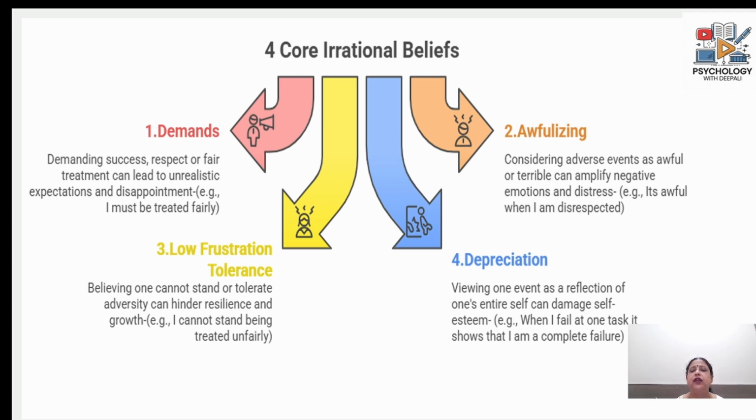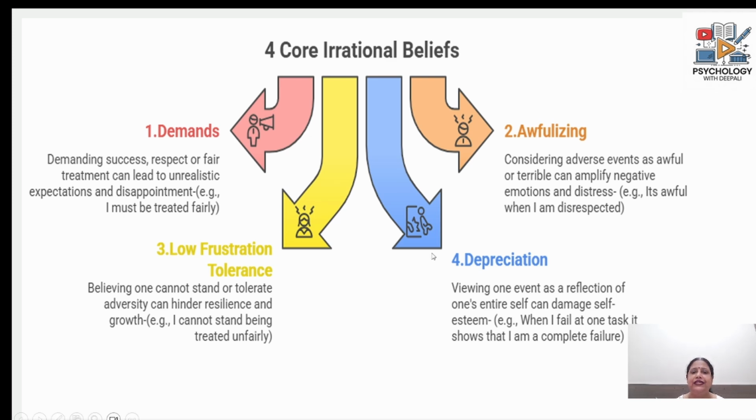Third is low frustration tolerance. In this, the person cannot stand or tolerate any kind of adversity, which can hinder resilience and growth. So, with any kind of negative event happening to this person, the tolerance level is very, very low. The person may have expectations like, "I cannot stand being treated unfairly. I cannot tolerate it. Even for a minute, nobody should be treating me unfairly. And if that happens, I will not be able to tolerate it."